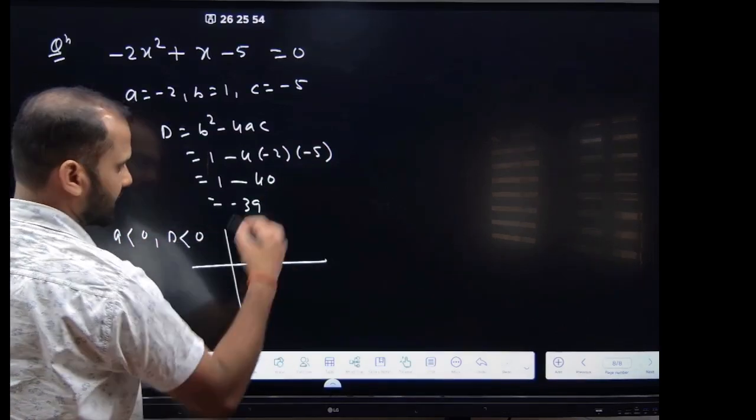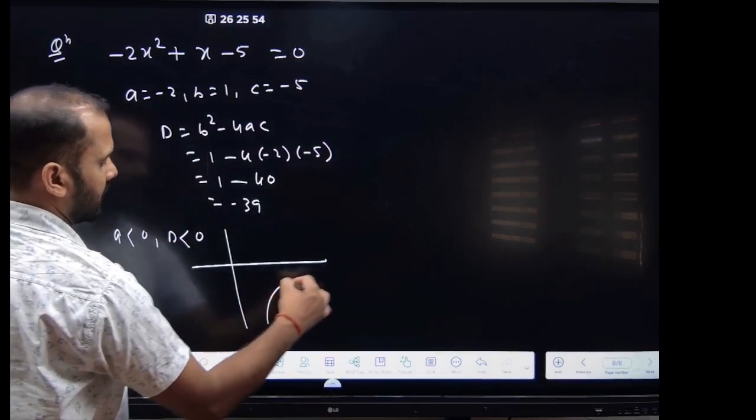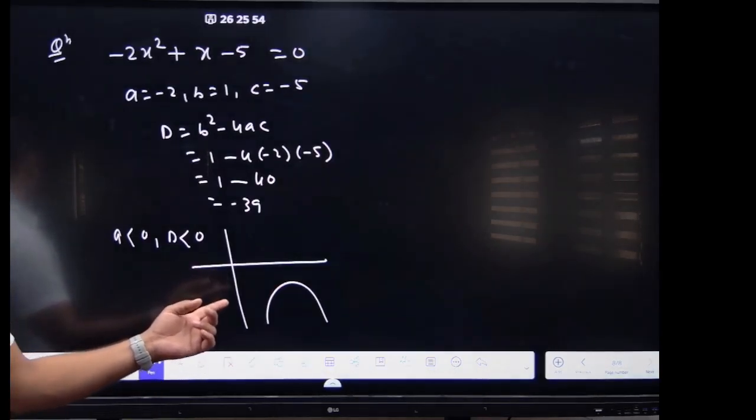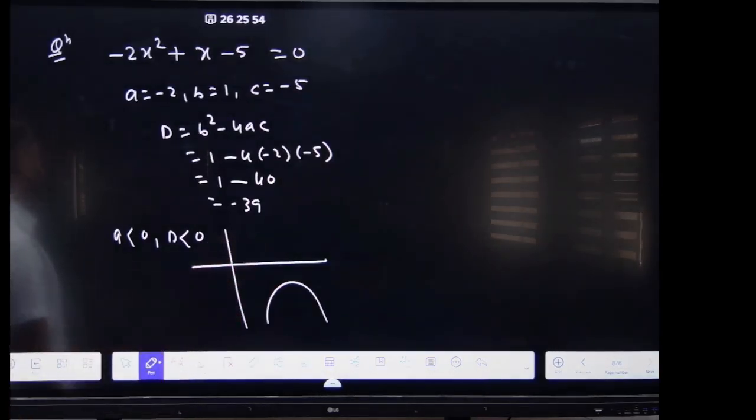A less than 0 means the curve opens downward, like this, right? This is the actual diagram, because D less than 0 means no real roots are there. This curve will not cut the x axis.